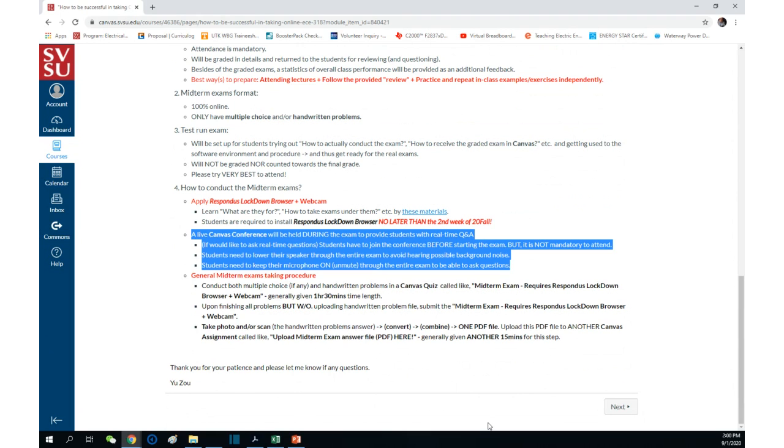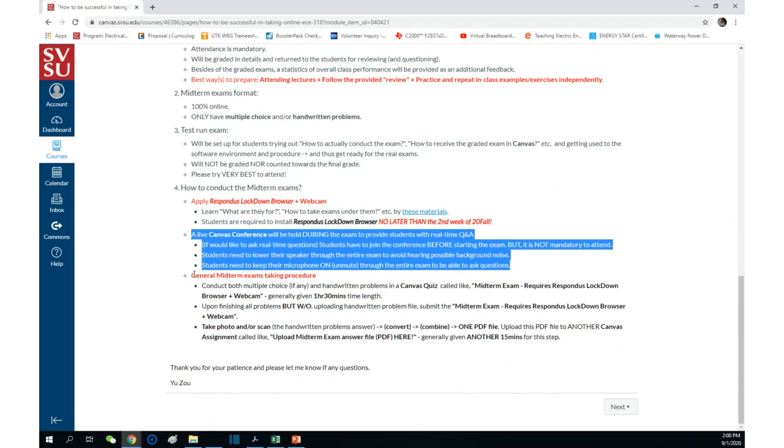Remember this. So if you want to have a real-time Q&A during the exam, you have to join the conference first. And then you start the exam. You won't be kicked out, because I'm going to set it up so that the lockdown browser allows you to join a conference at the same time.